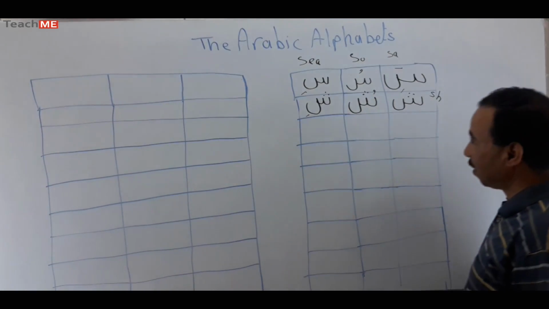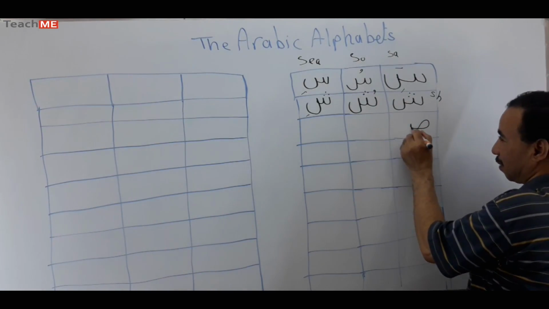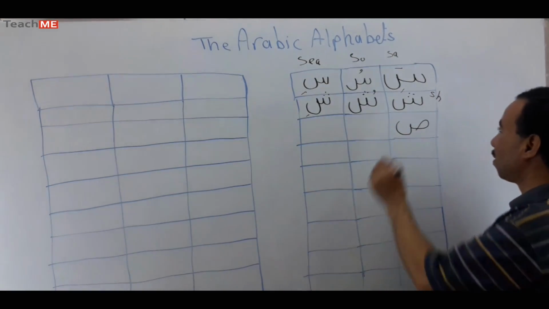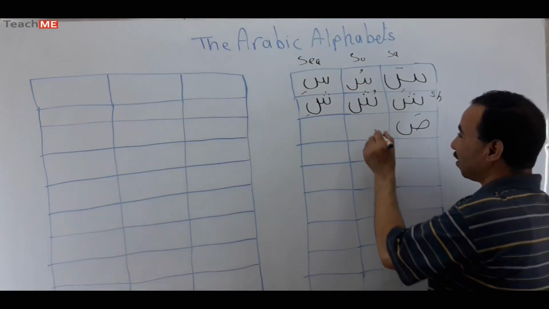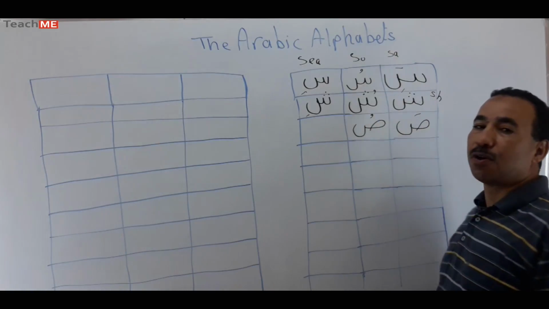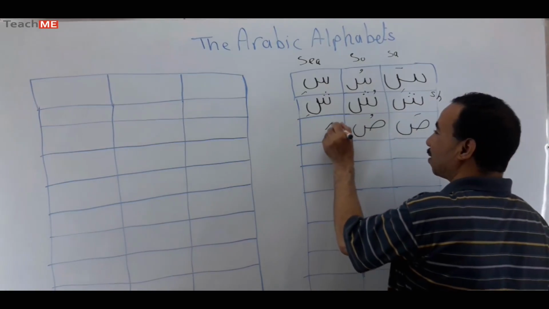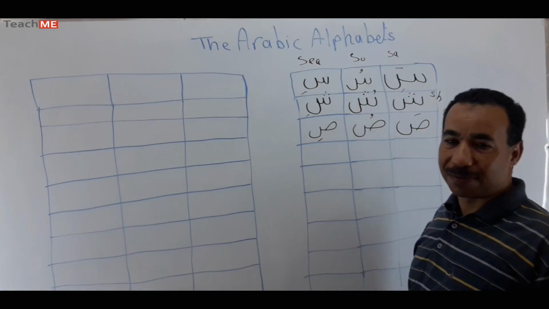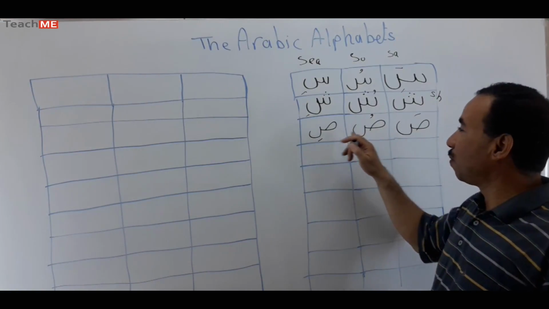The third letter is Sad. This is the name. If we put fatha, we call it sa. If we put dhamma, we get su. If we put kasra under the letter, we get si. Sa, su, si.